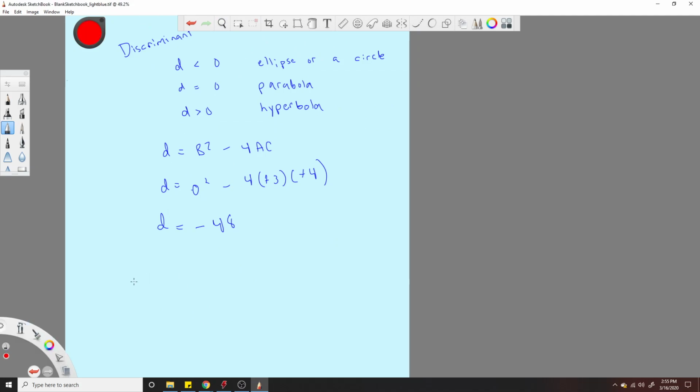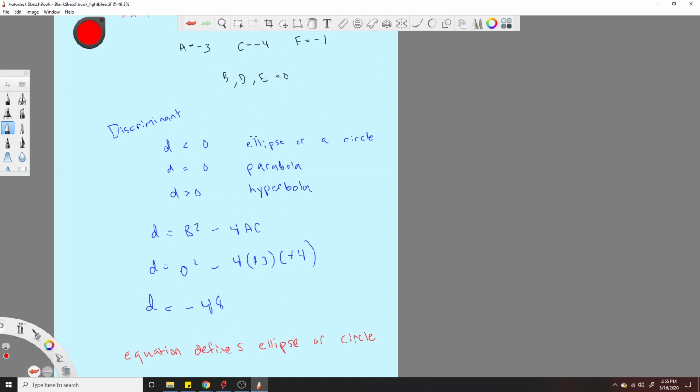So, the equation defines an ellipse or a circle. Okay, so now we know that it's either an ellipse or a circle.